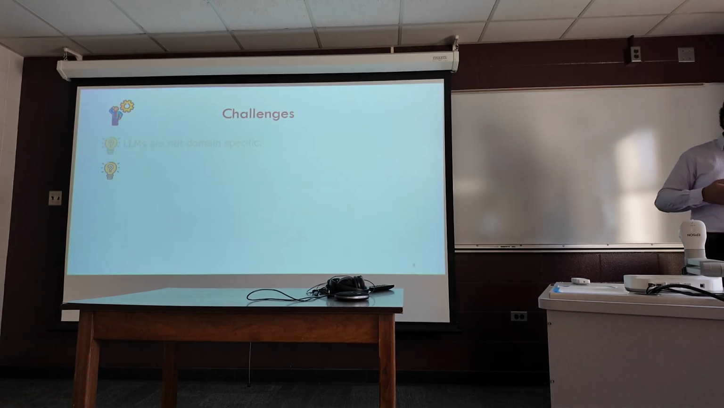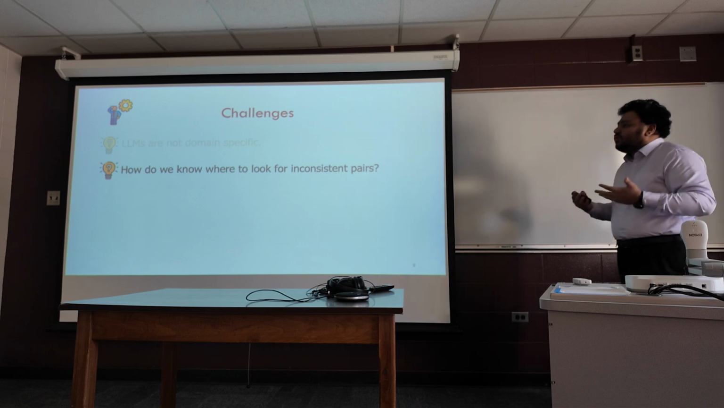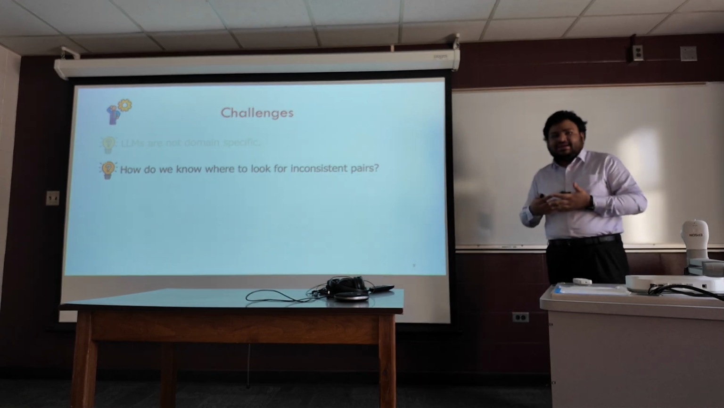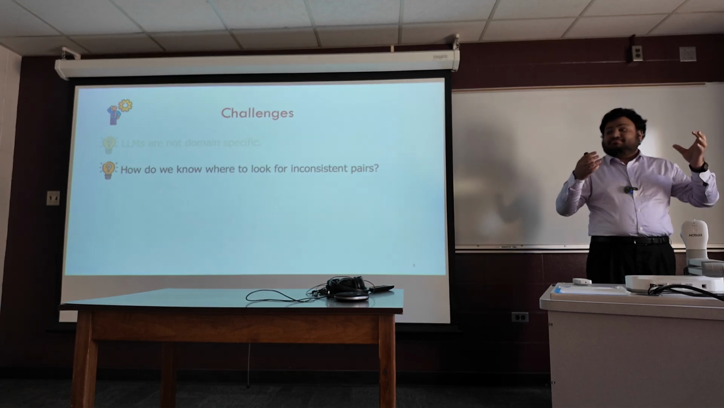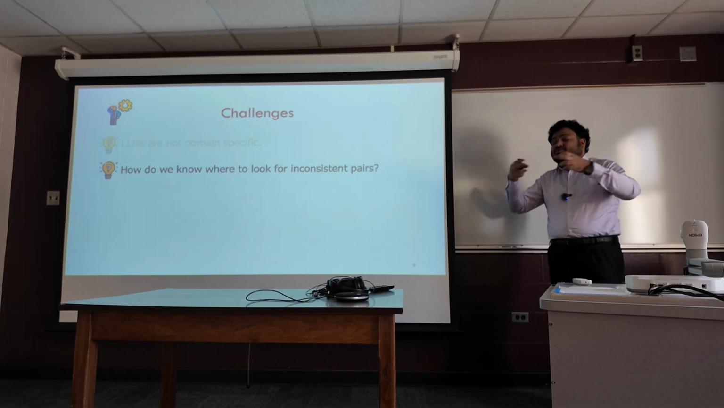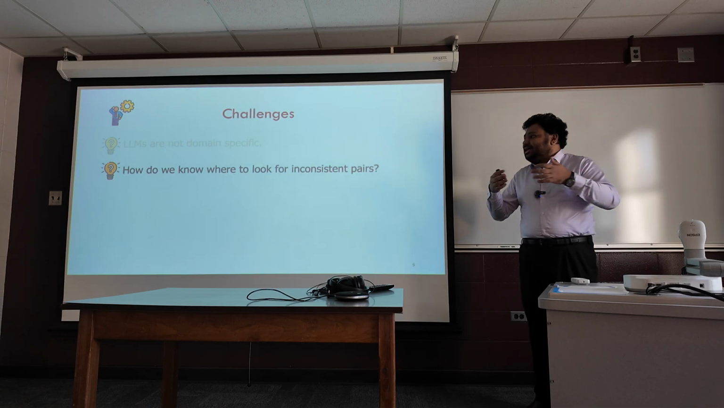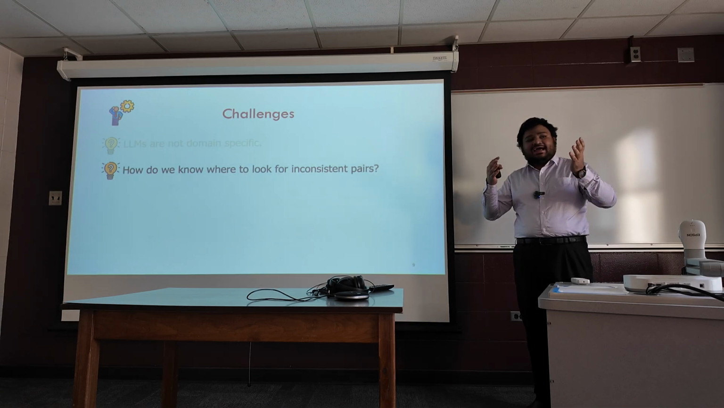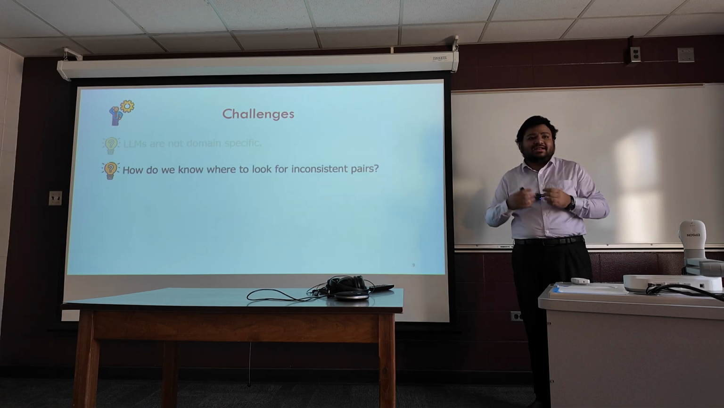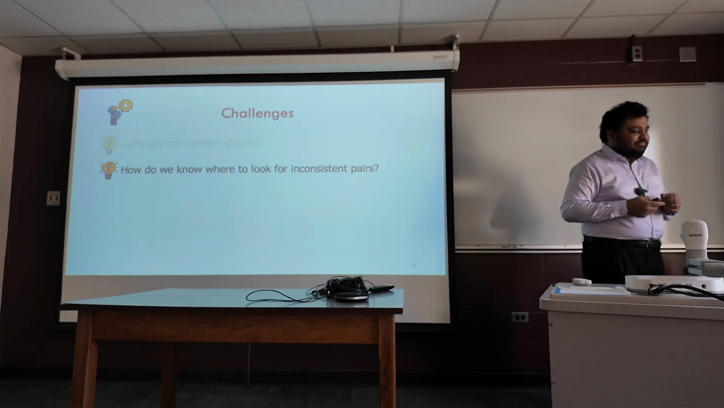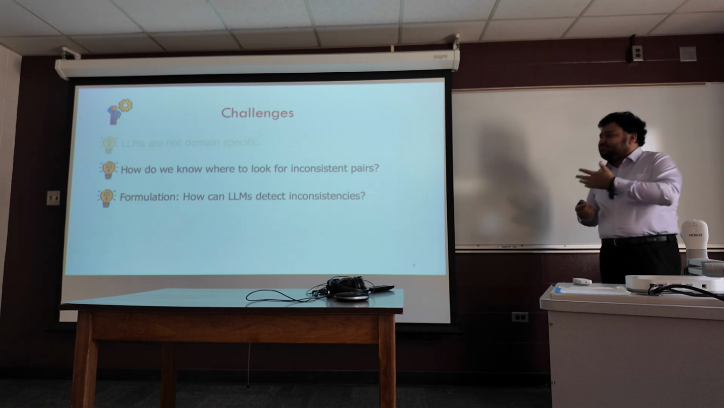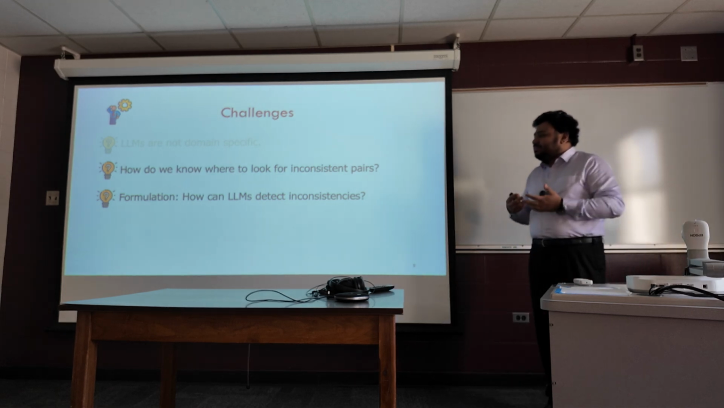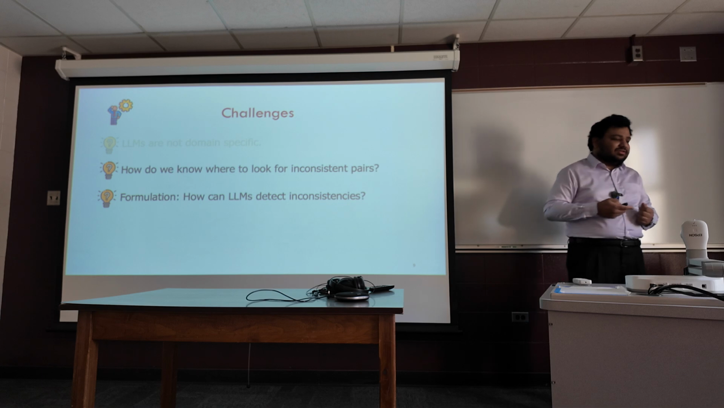So here comes the second challenge. How do we know where to look for inconsistent pairs, right? We kind of took the spec, we made it into segments. If we try to compare one-to-one between all the segments, life will be hell because there are around a million of these sort of comparisons that we need to do. How can we solve that? And the next challenge is how can we formulate this problem with large language models to detect inconsistencies.